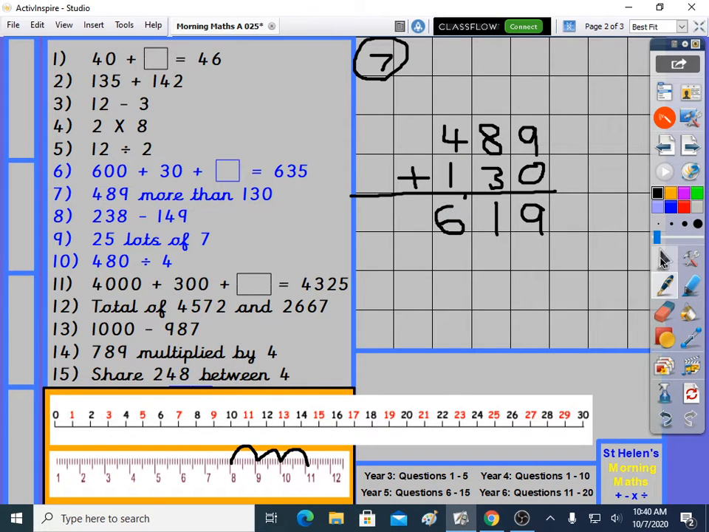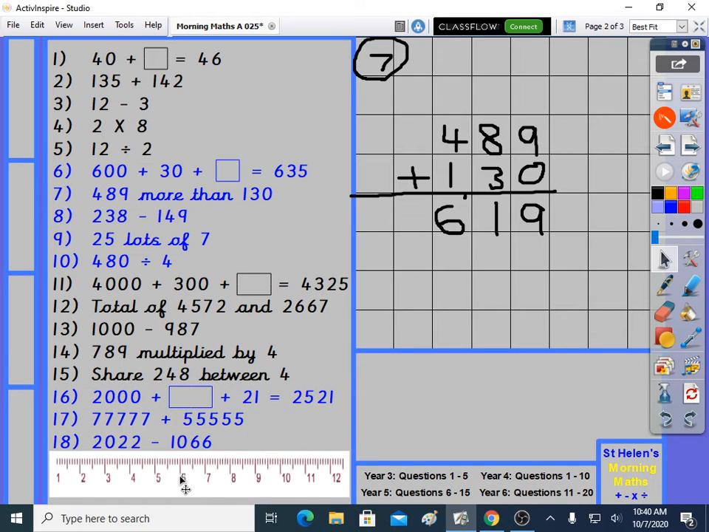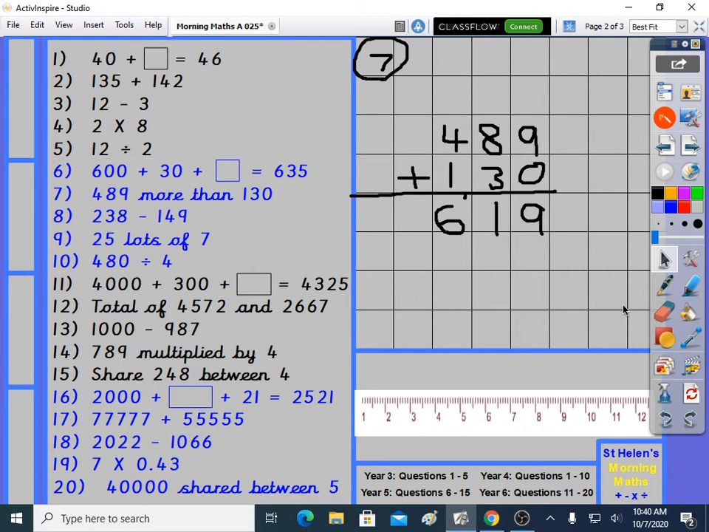Wait a minute. That's right, but I forgot to clear the work for some people who go extra fast. So question 7 is 619 because plus makes things bigger. And we'll move on to question 8.